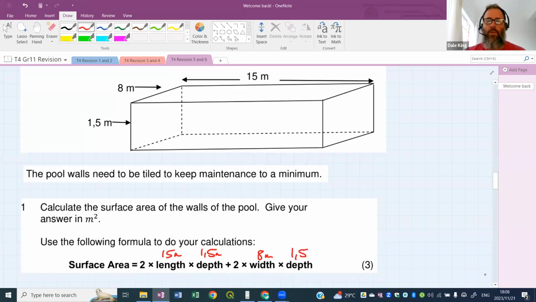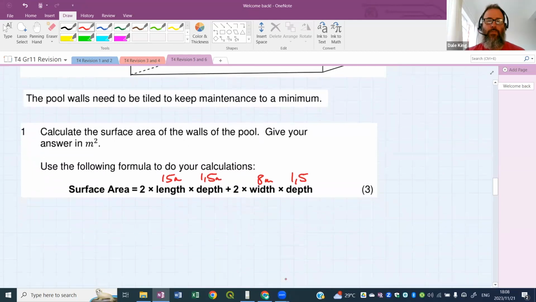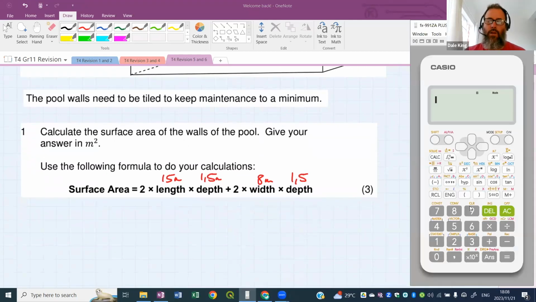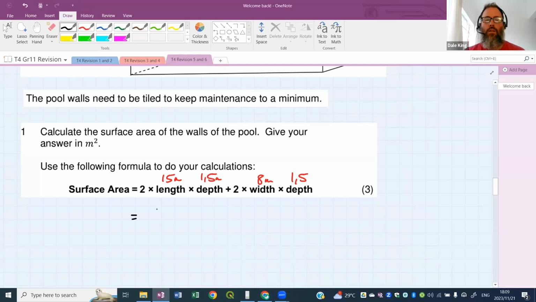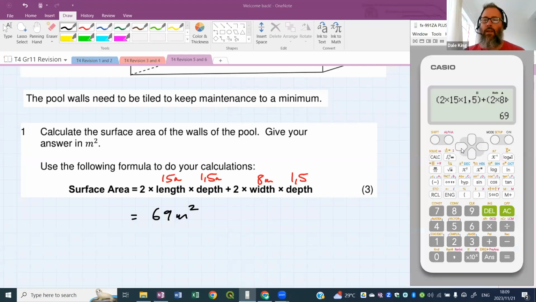All right. So we get our calculators, and we put this into our calculator. Now I'm going to use brackets for the two halves of this formula. You don't have to, but you know me, I like to use brackets. 1.5, close that bracket. And we need to add that to 2 times 8 times 1.5. All right, there we go. There are all the numbers in the formula. And we press equals: 69 meters squared. 69 meters squared. Did we all get that?